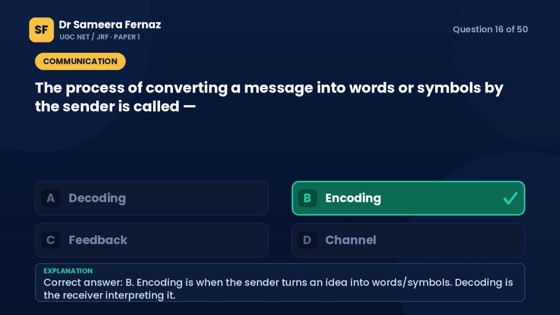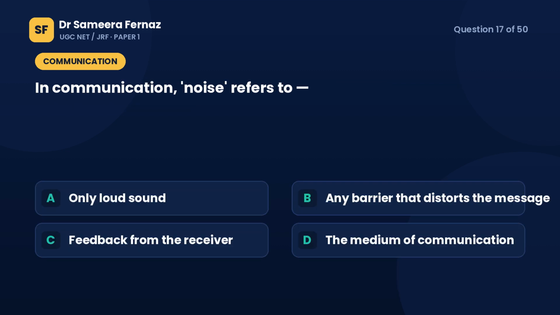Question number 16, Communication. When the sender turns an idea into words, what is the step called? So the answer is option A, encoding. The receiver then does the opposite, that's decoding.